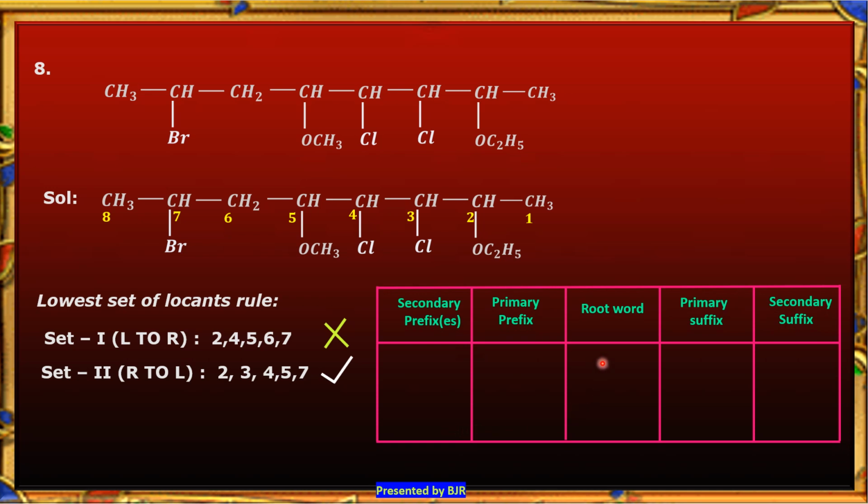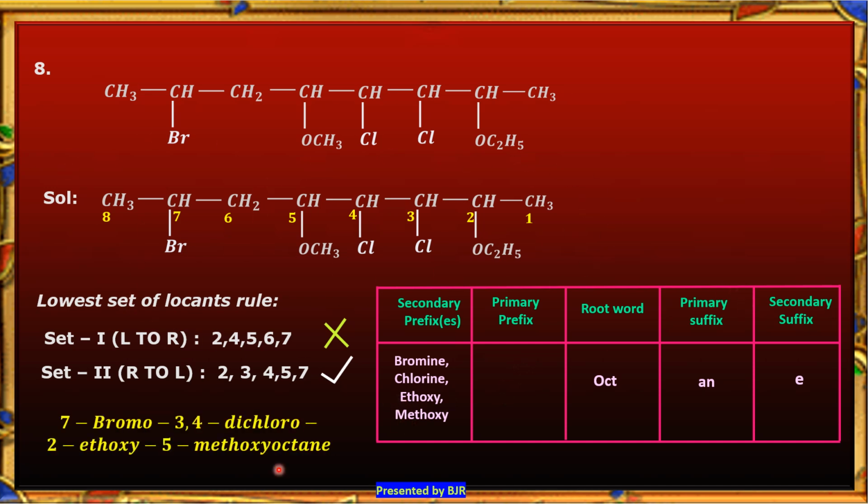Then root word oct, primary suffix an, secondary suffix e, and these are the secondary prefixes: bromine, methoxy, chlorine, and ethoxy. Okay, so the IUPAC name of this alkane is 7-bromo-3,4-dichloro-2-ethoxy-5-methoxyoctane.